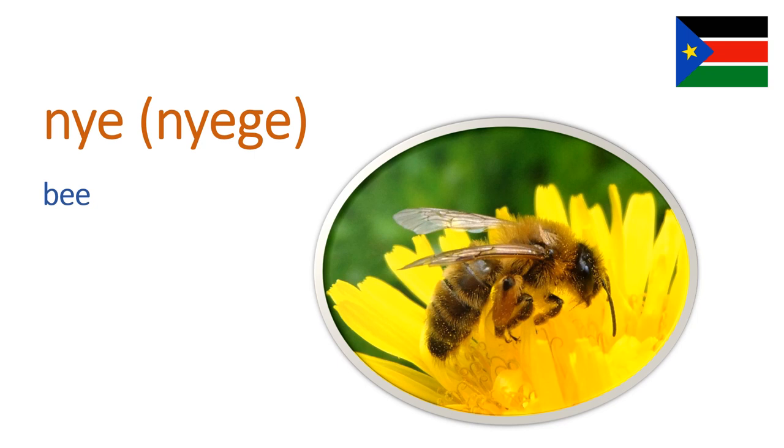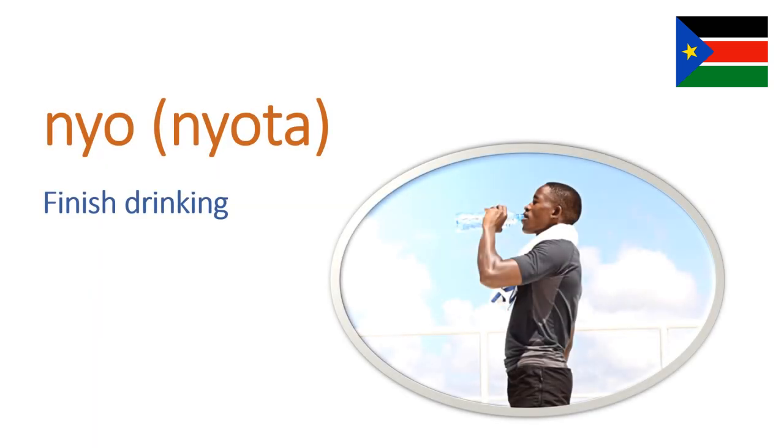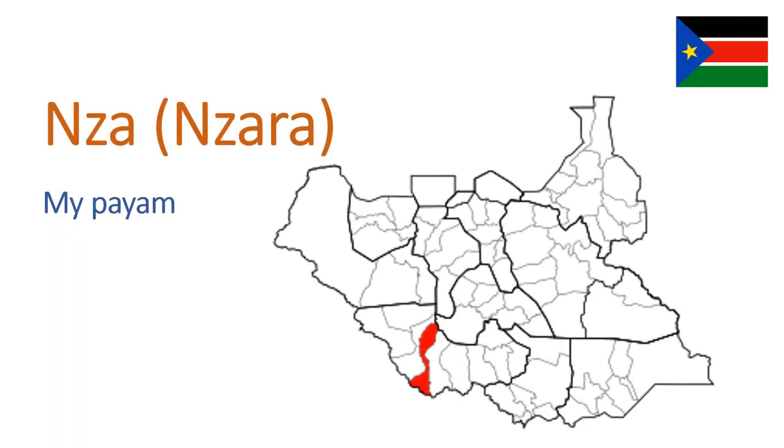Nye, nyege, a bee. Nyo, nyota. That is finish drinking. Actually, it is about drinking something or drinking water. Kuma nyota ime. He finished drinking water. Nza, nzara. That is the name of my payam in South Sudan. And you know, Payam means a small province or a small district. This is where I came from.